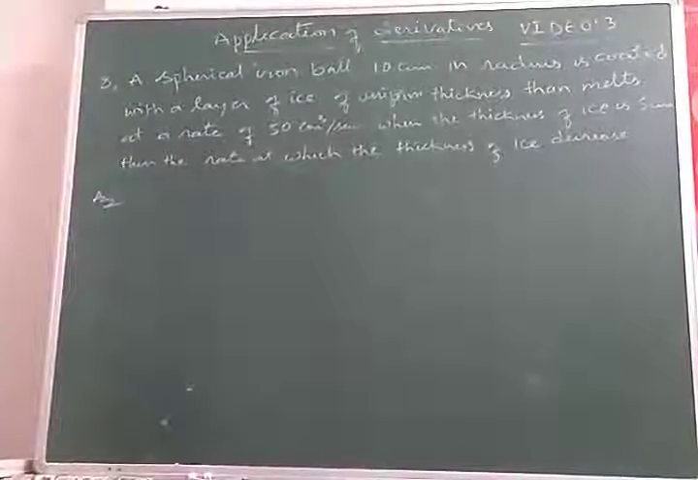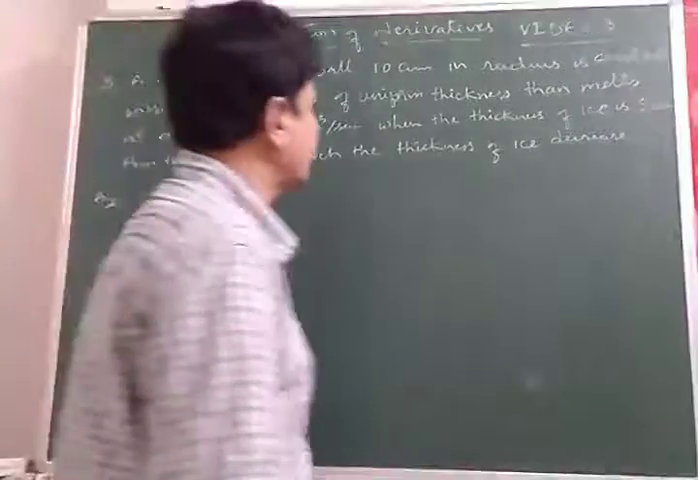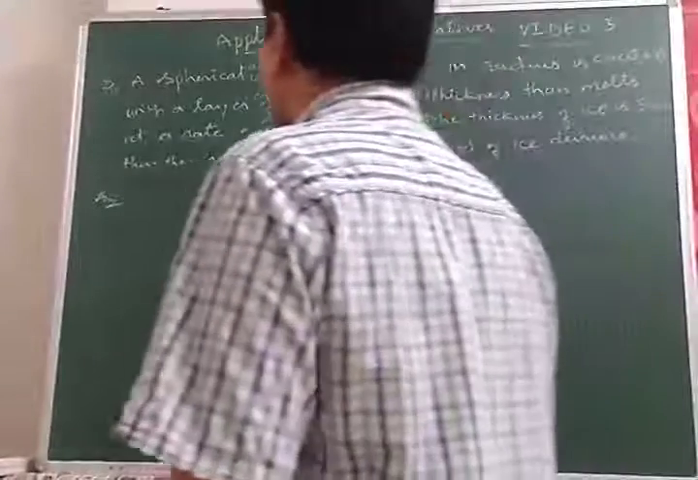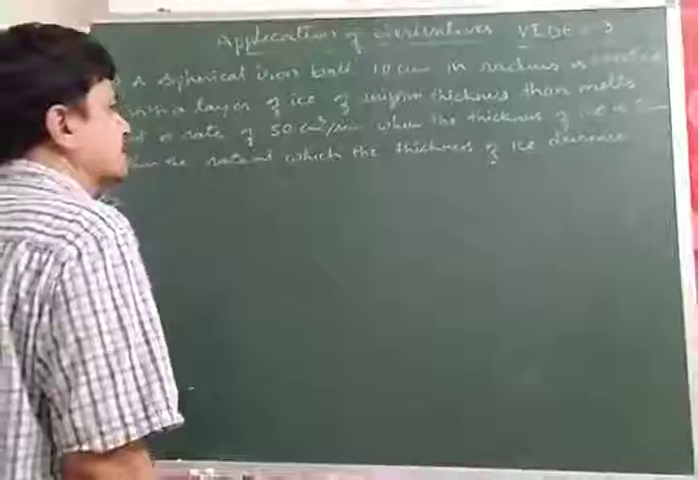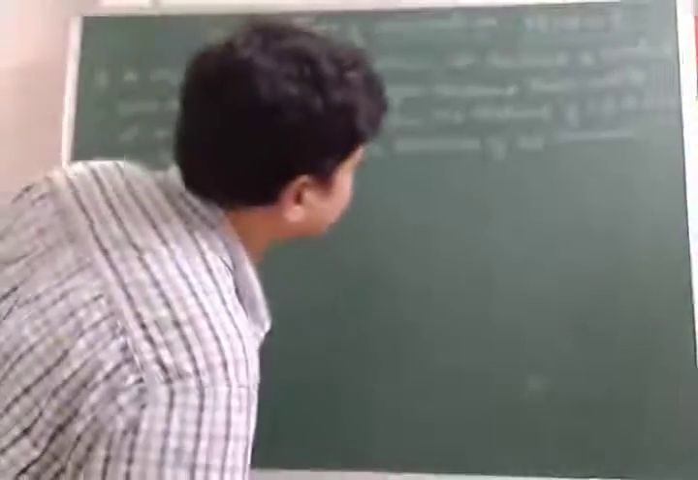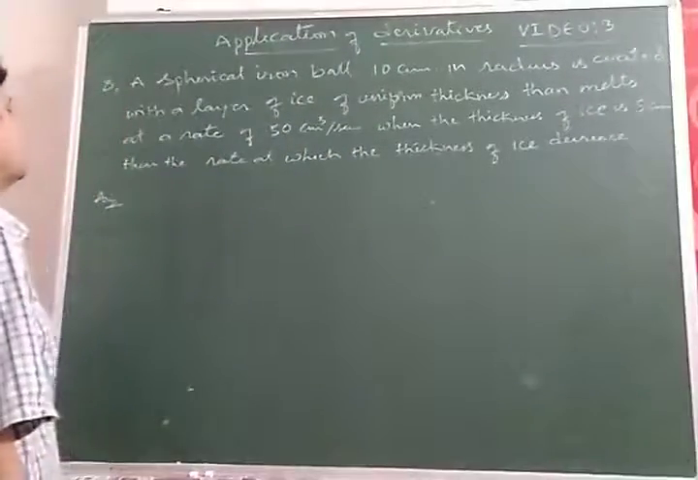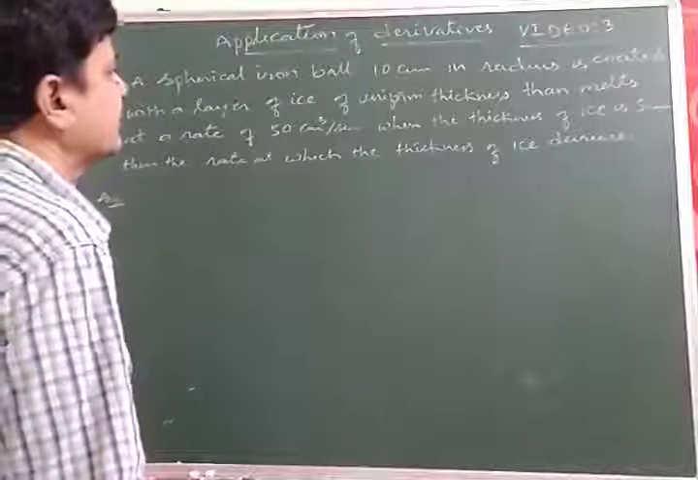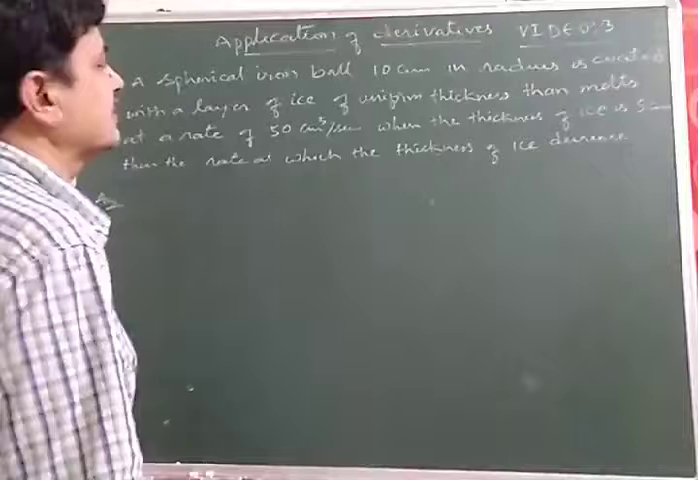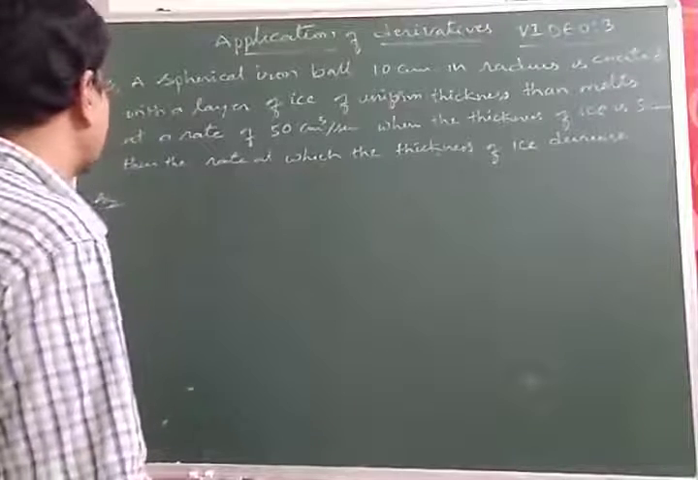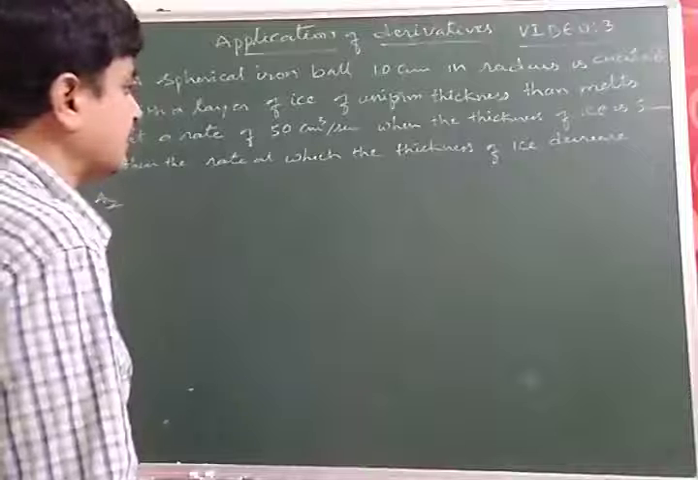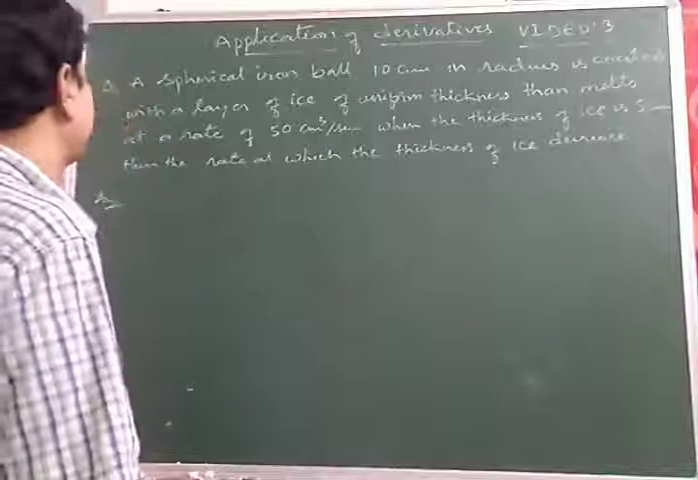Question number 8. A spherical iron ball 10 centimeters in radius is coated with a layer of ice of uniform thickness, then melts at the rate of 50 cubic centimeters per second when the thickness of ice is 5 centimeters. Then find the rate at which the thickness of the ice decreases.